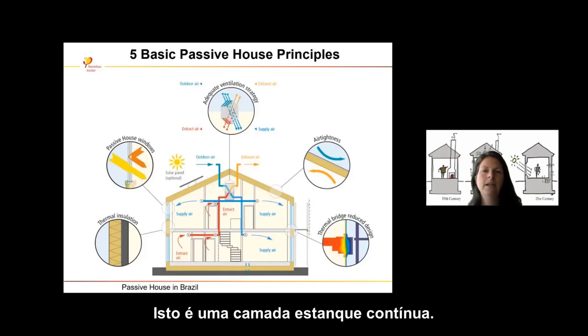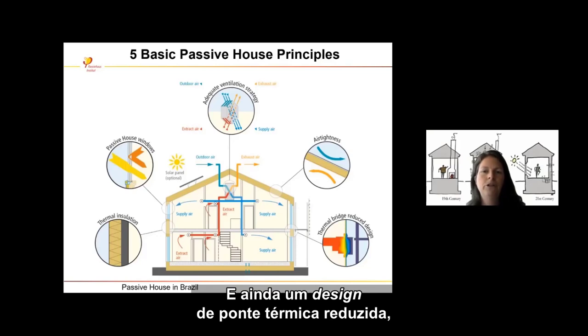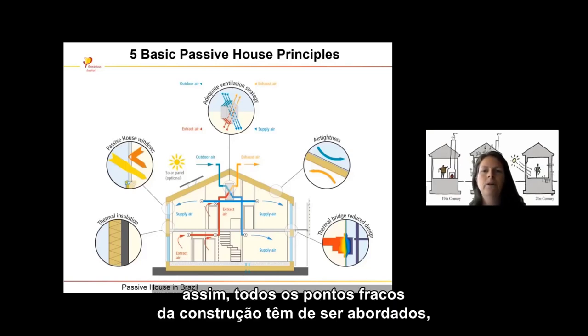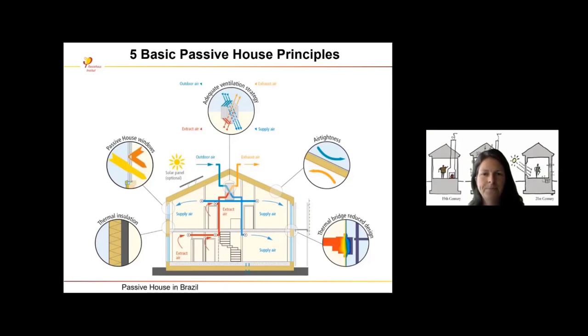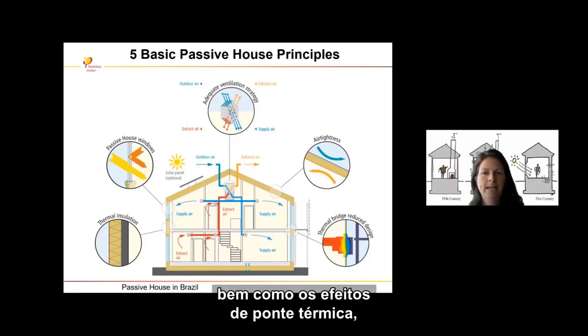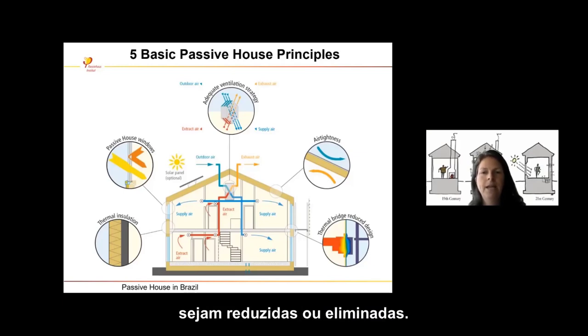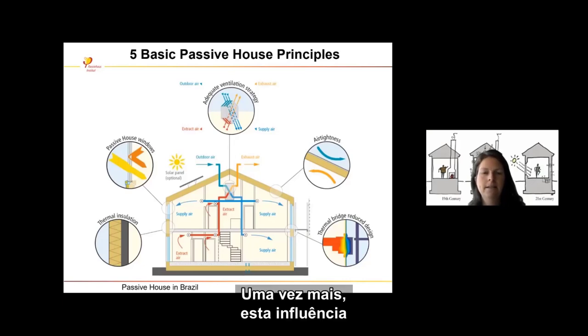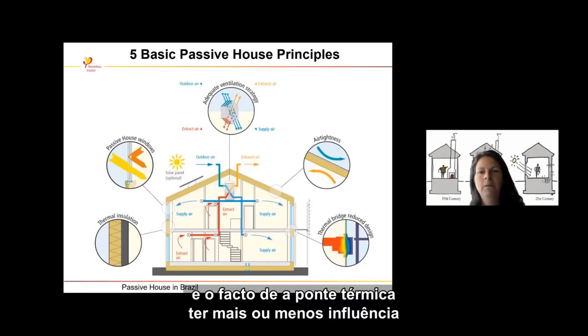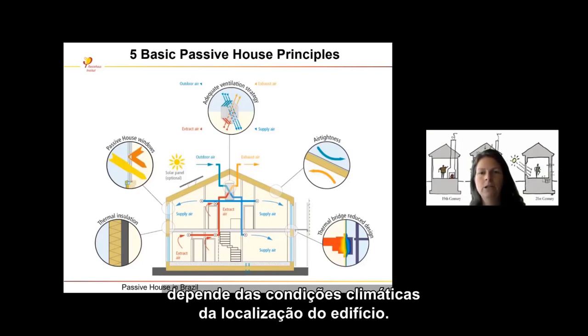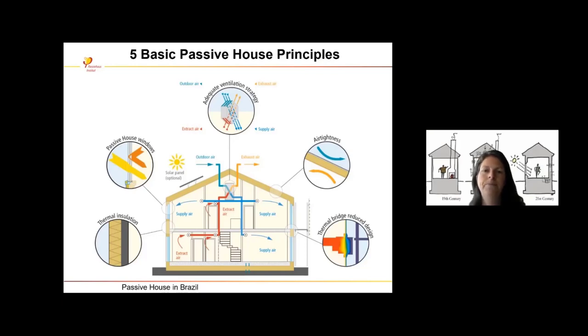This is a continuous airtight layer, and a thermal bridge reduced design. So all the weak points in the construction need to be addressed. And the thermal bridge effects, so the heat losses in winter, have to be reduced or even eliminated. Again, whether a thermal bridge has a huge influence or not so much depends on the climatic condition where the building is located.